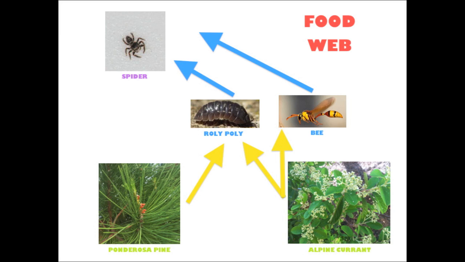At the bottom of our food web, we have our producers, which are the ponderosa pine and the alpine currants. The primary consumers, in this case, are roly-polies and bees, consume the producers. Then the secondary consumers, the spiders, eat the roly-polies and the bees.